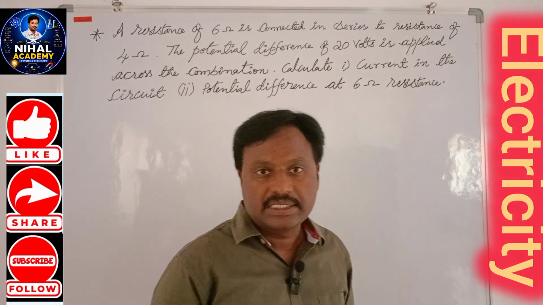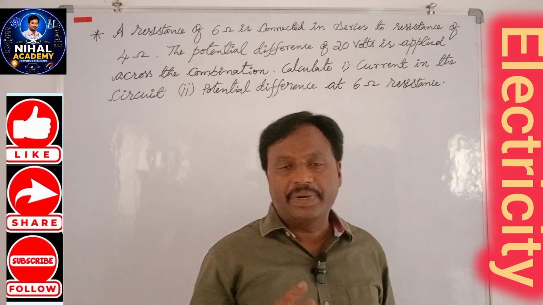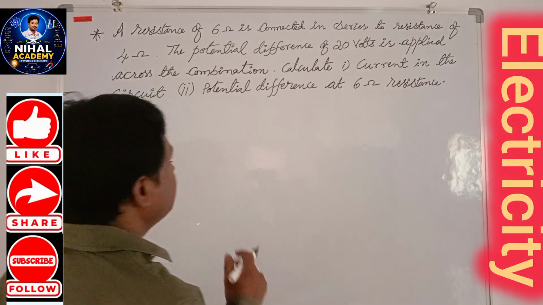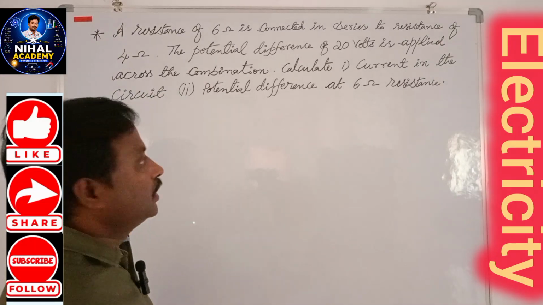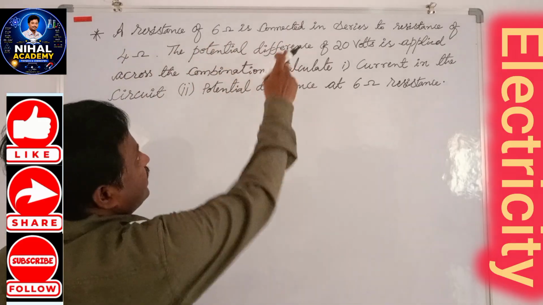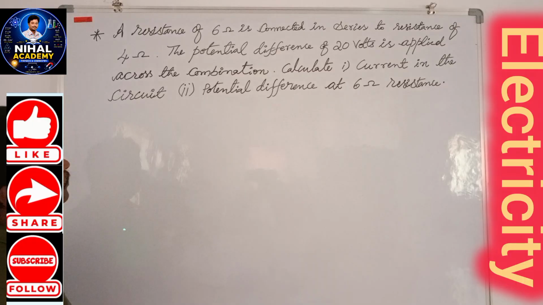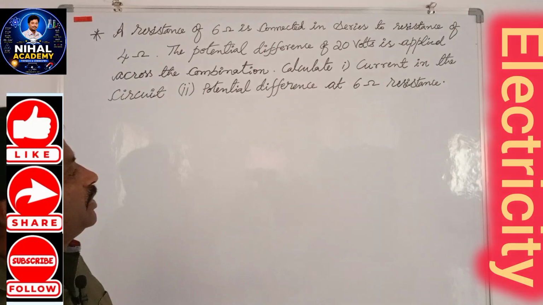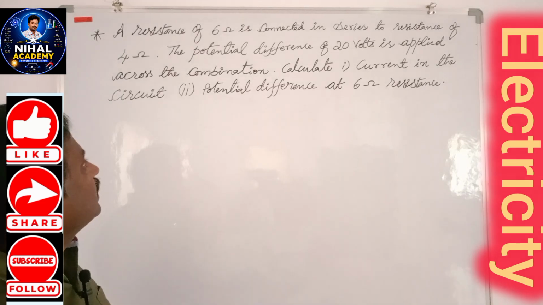In the previous class, we discussed series connection and parallel connection of resistors. Now we'll see the problems on the series connection and parallel connection. Here the problem is: a resistance of 6 ohm is connected in series with a resistance of 4 ohm. The potential difference of 20 volt is applied across the combination. Calculate the current in the circuit.